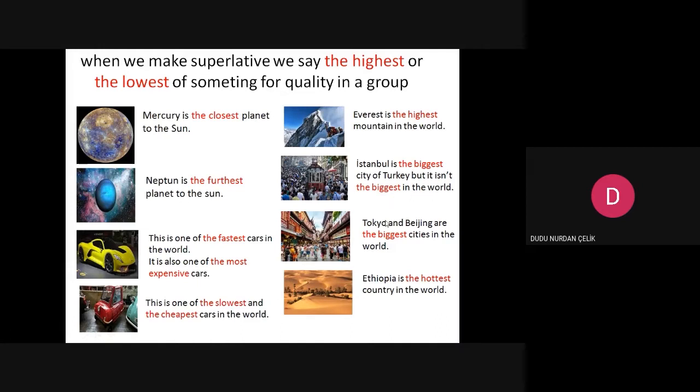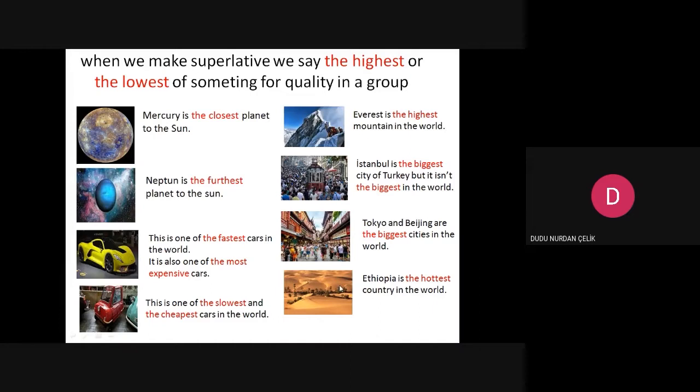So, which are the biggest cities? Here we have got a picture. It's about Tokyo. Tokyo and Beijing are the biggest cities in the world. There are a lot of big cities, but Tokyo and Beijing are the most crowded, with a lot of people, and are the biggest cities in the world.